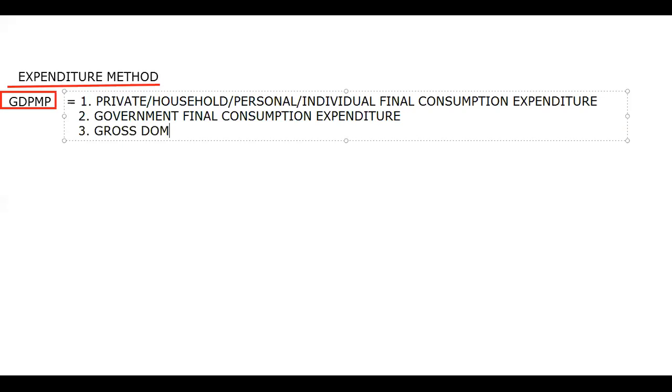domestic fixed capital formation. The third is gross domestic fixed capital formation. See, this is the third point. Gross domestic fixed capital formation. See, now what do you mean by this? Gross means total. Gross means हम जानते हैं total.